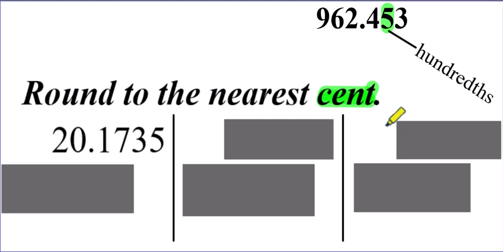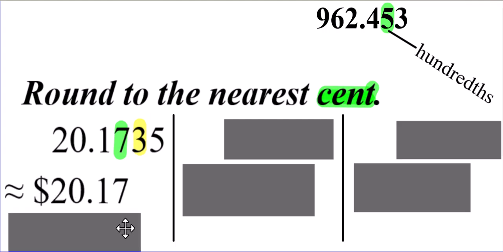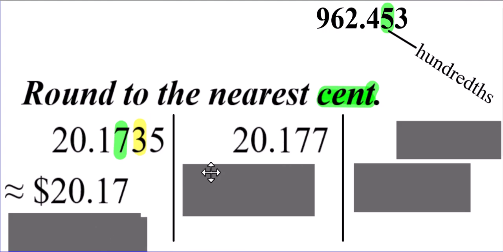Always look to the digit to the right of that. In this case, it is only 3 thousandths. Now, it doesn't matter that there's a 5 in the 10 thousandths. Does not matter. We're rounding to the nearest cent. Cent is the hundredths. Look to the right of that. 3 is not big enough to make the 7 round up, so it's going to become $20.17.